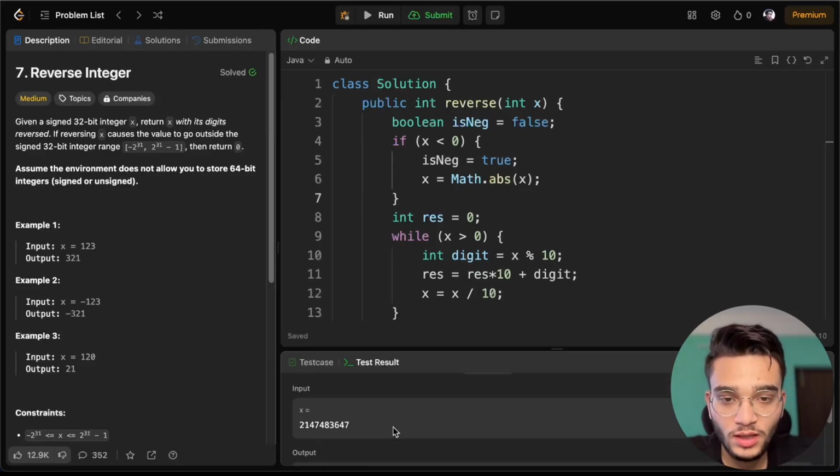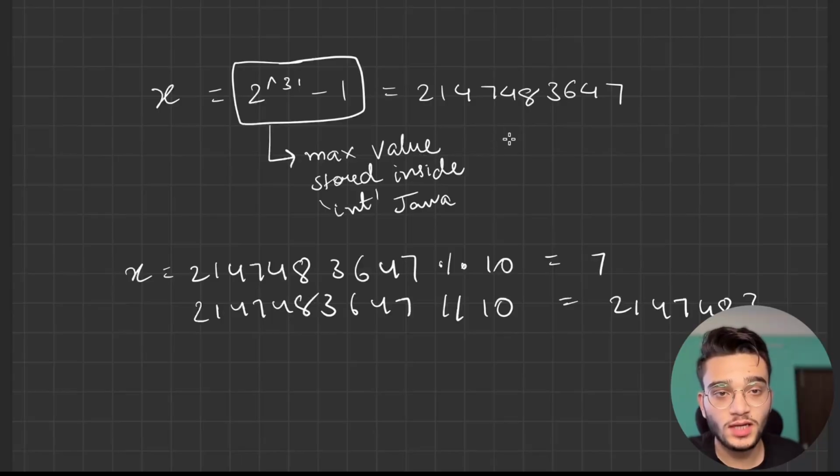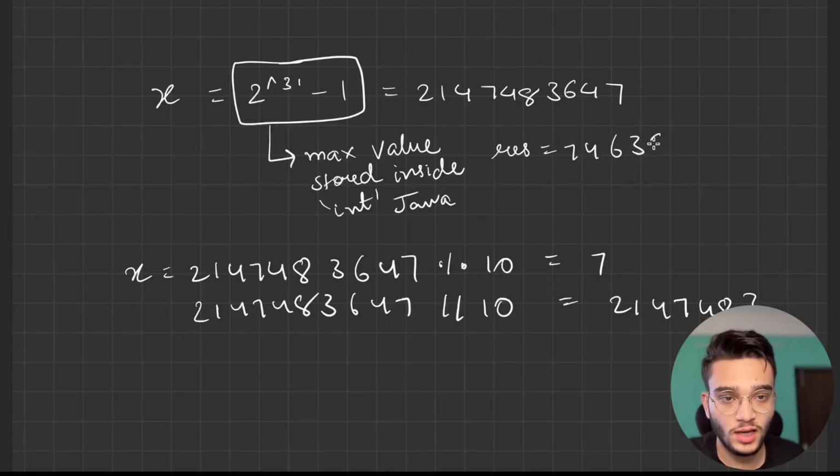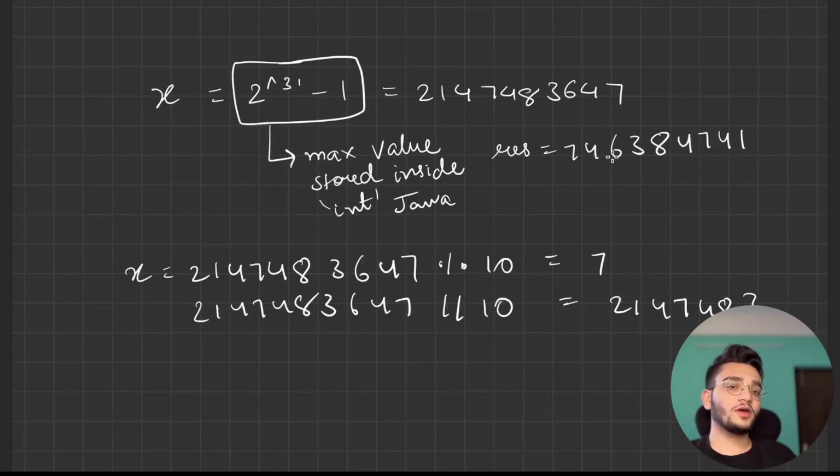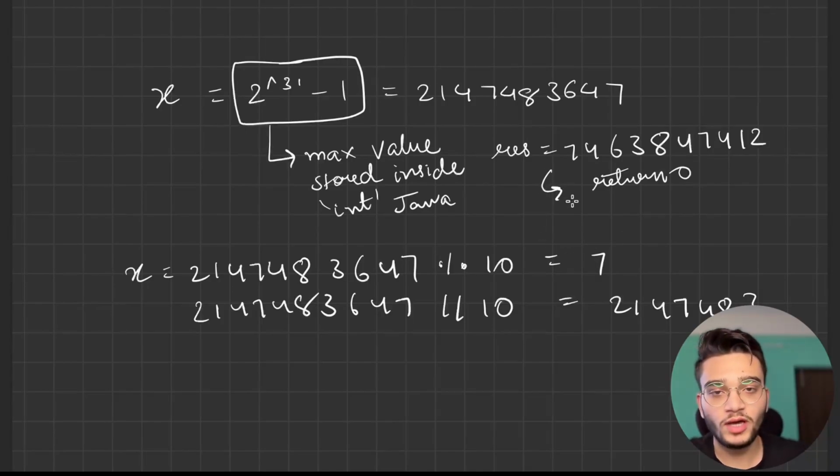Now, how do we fix this? In this case, as you are inserting your digits inside this variable res, first 7, then 4, then 6, then 3, then 8, then 4, then 7, then 4, then 1, and when you are about to insert this 2, if you insert this 2 and your value goes outside of this maximum value, then you would return 0. Now let's see how we can do this in code.